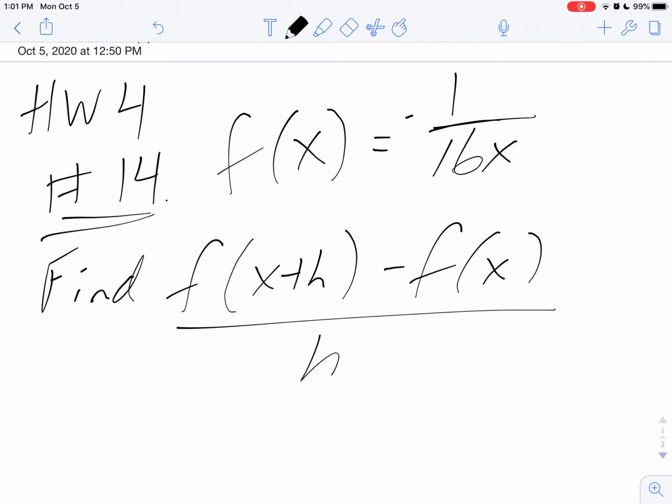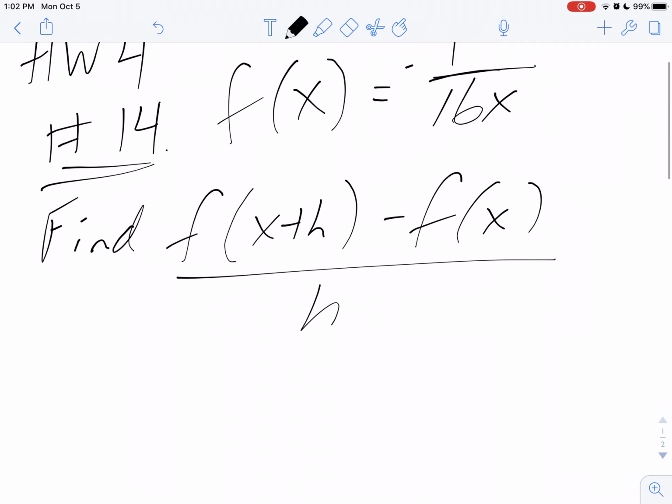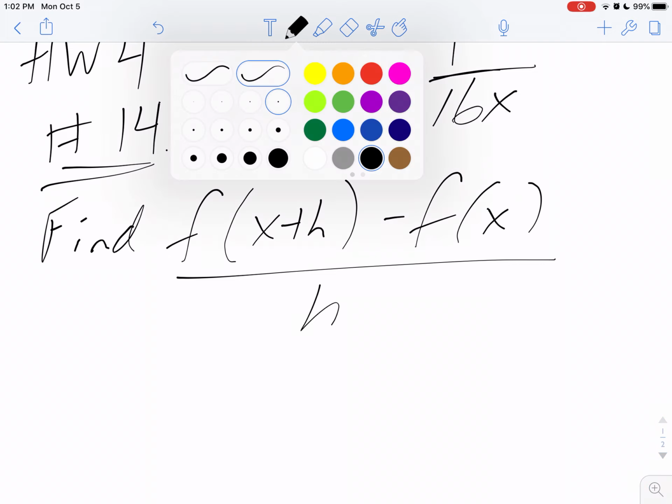Okay, well, in my opinion, number 14 here is the most difficult problem on the entire assignment. 15 is sort of difficult as well, but this one is a worse one, I think, because of the fraction. So if you're working on number 14, hopefully this helps a little bit, but it is not a problem I would stress out about if I was you.